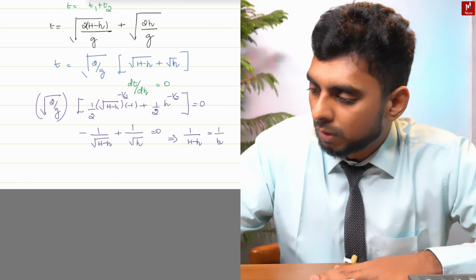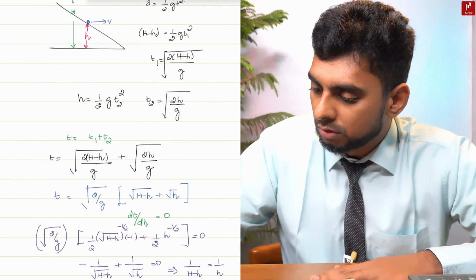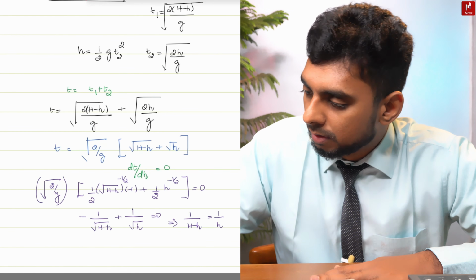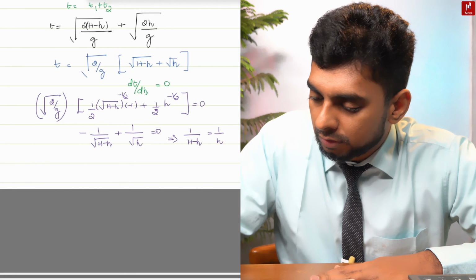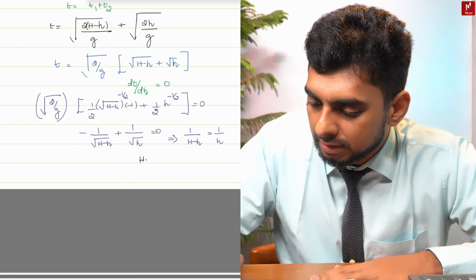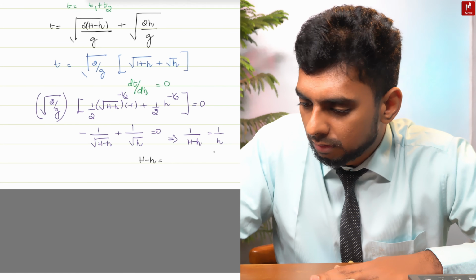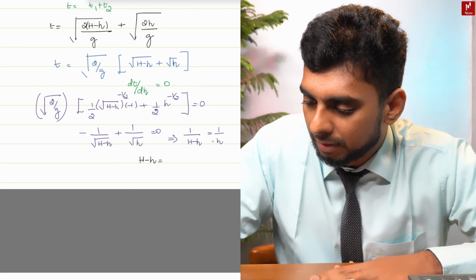Okay. What they're asking us to find is the ratio between capital H and the small h, isn't it? So to get that ratio, just do the cross multiplication. You will get capital H minus small h. Just flip it. That's it. Capital H minus small h.